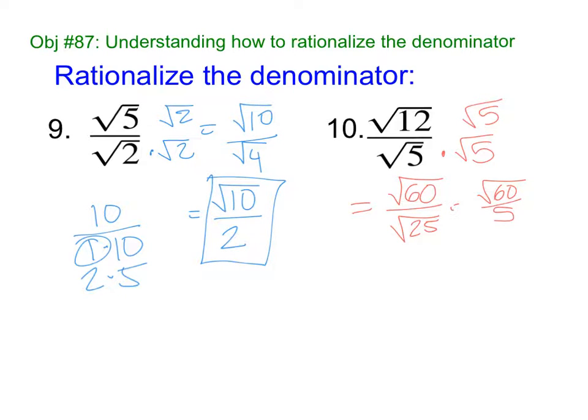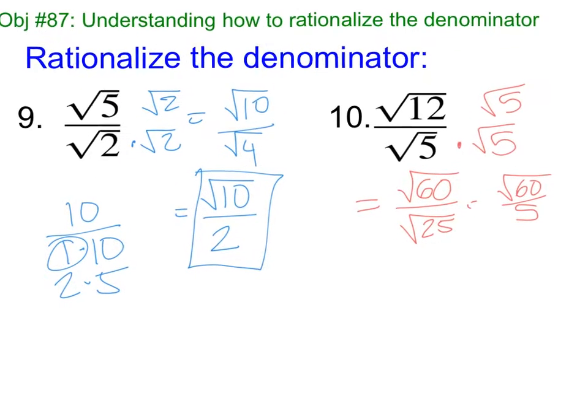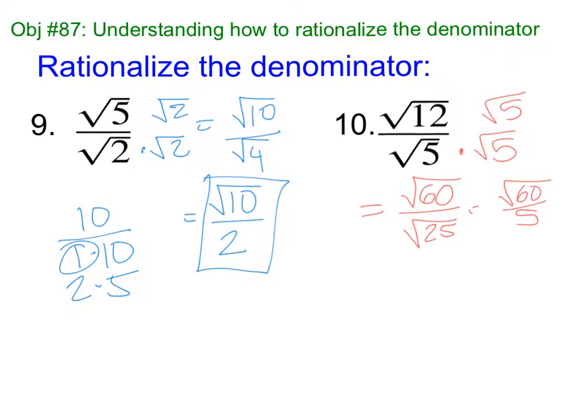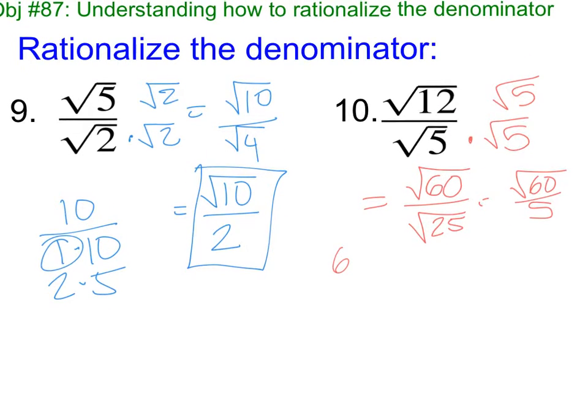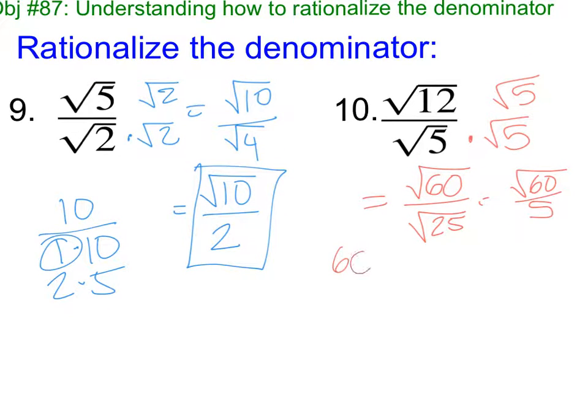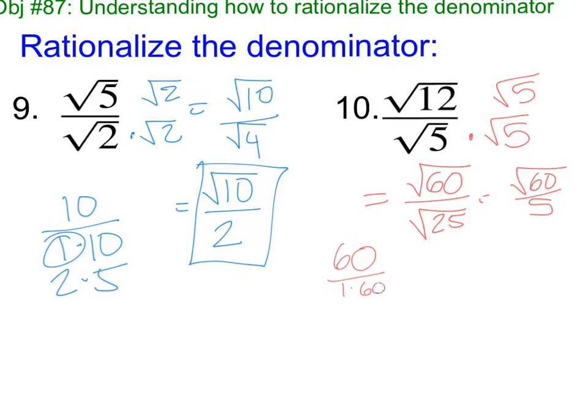Can I simplify 60? Let's go over. 1 times 60. 2 times 30. 3 times 20. 4 times 15. 5 times 12. 6 times 10. So look for the perfect square. 4 and 15. Yes, again 1, but that's silliness.